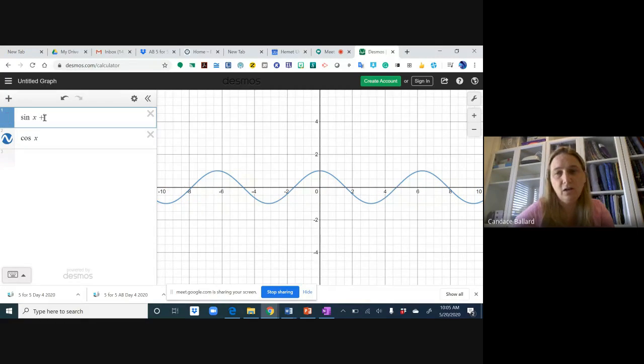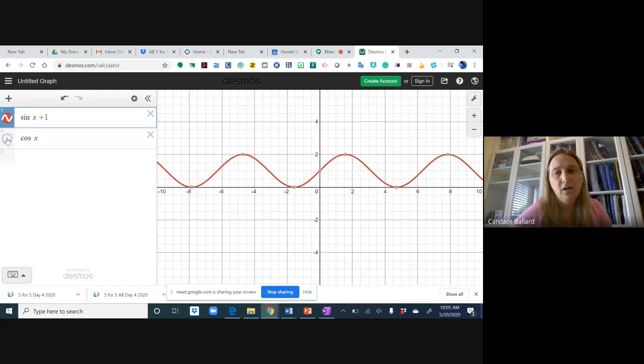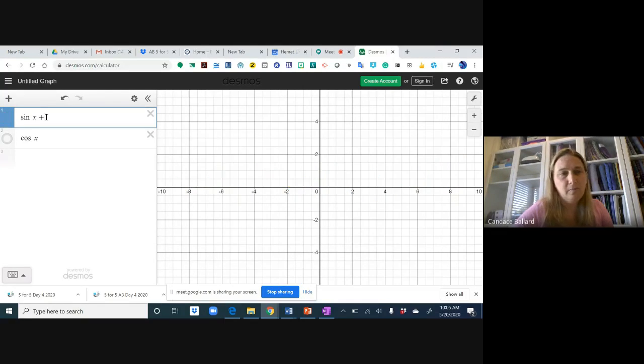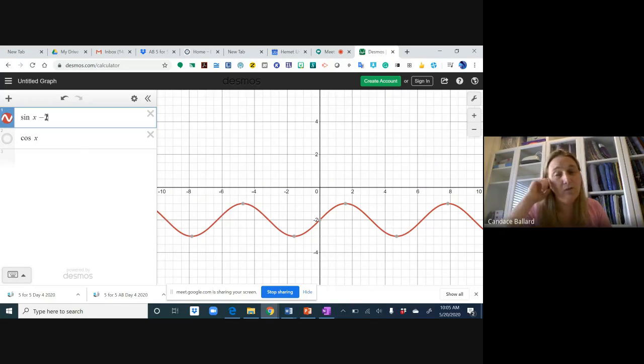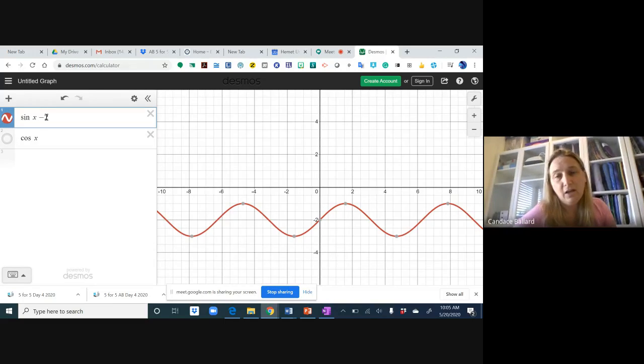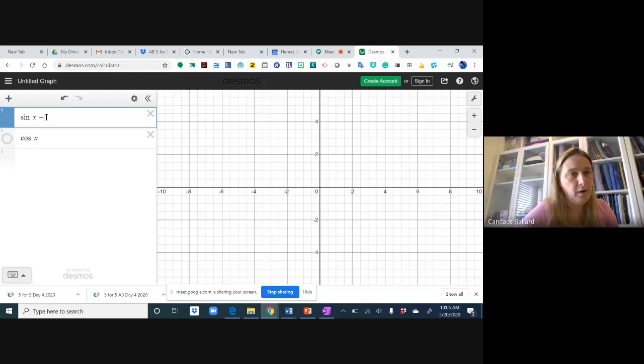So if I just go, just like we do anything else, let me turn that one off. I just moved it up, right? I just added 1 and moved it up. I could move it down. Let's subtract 2. It got moved down. Just like we've done the whole rest of the year with parabolas and absolute values and exponentials and everything else. We can move them up. We can move them down, okay?